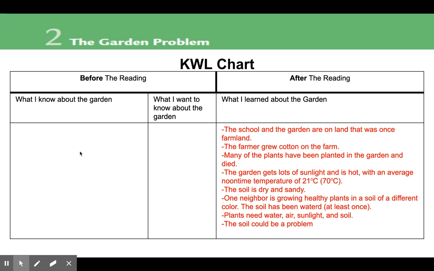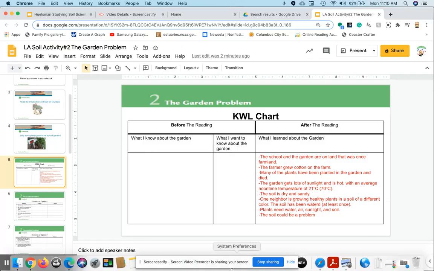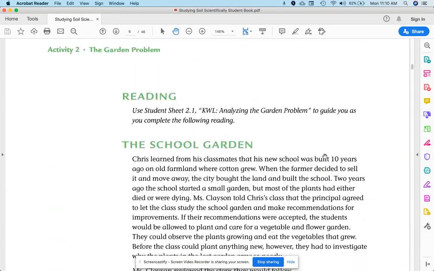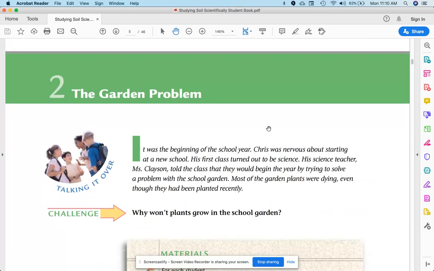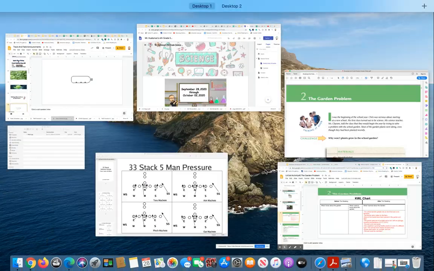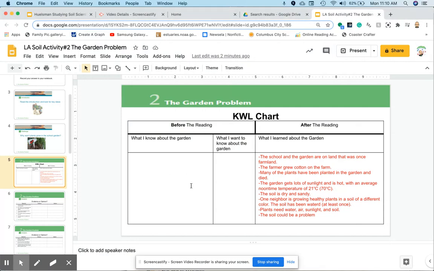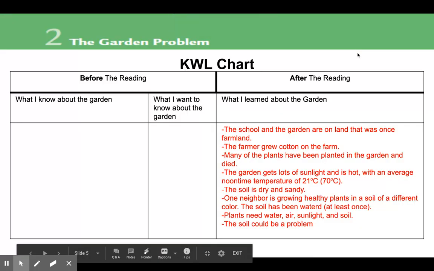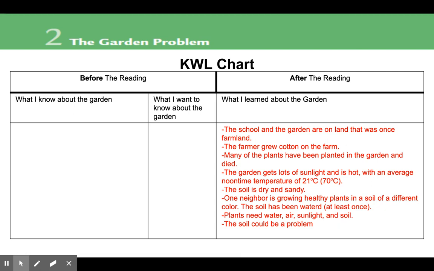And where I'm getting that information from, I talked about this in the first video when we first started this. It was just this little blurb that we read right here. This is where we got all the information to fill out what you know about the garden. So again, I'll go over it. There is a garden on the school property. There's a problem with the garden. New plants died after they were planted, and the science class is going to study the garden. Again, all that should have been listed here.